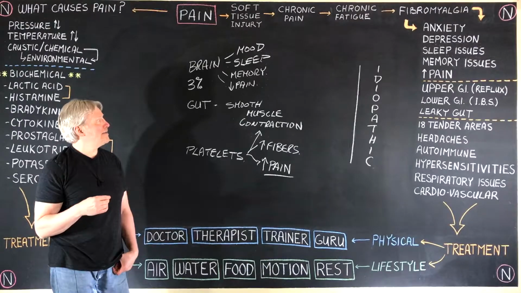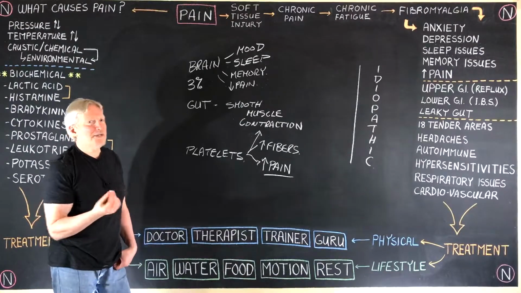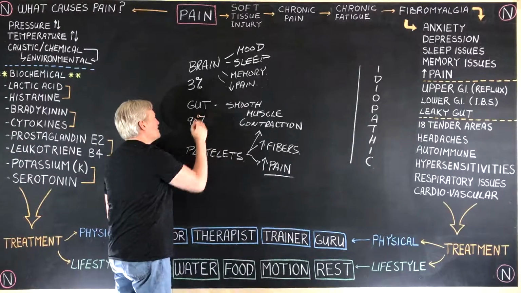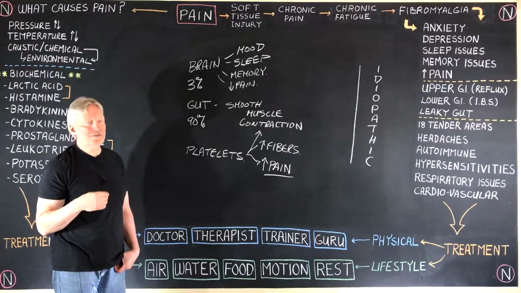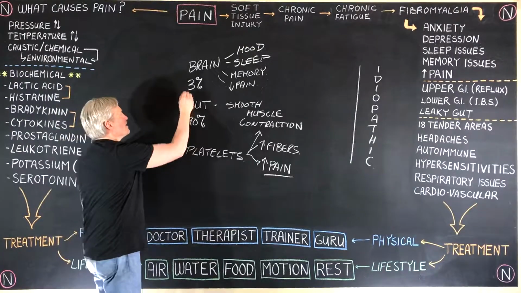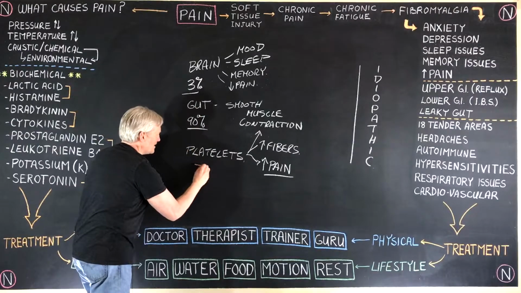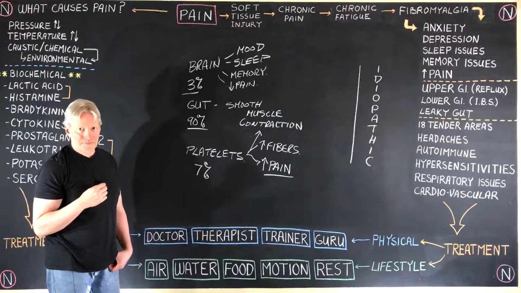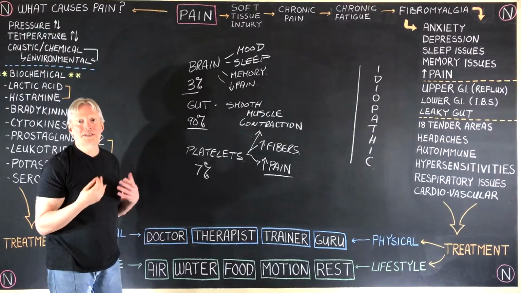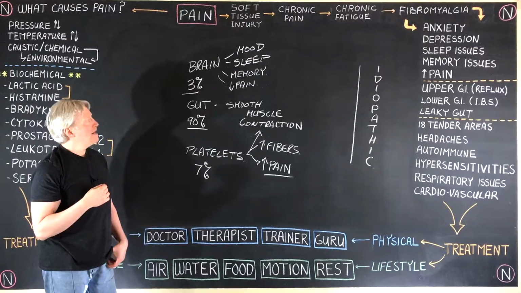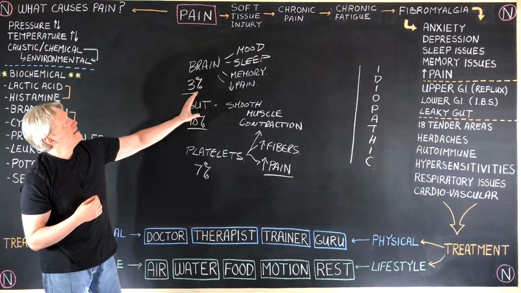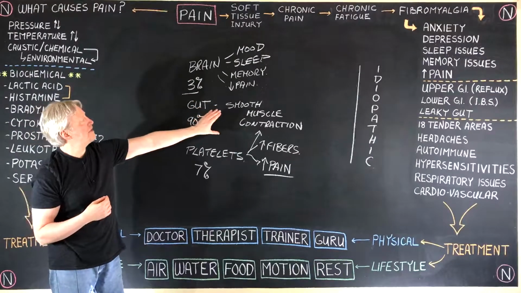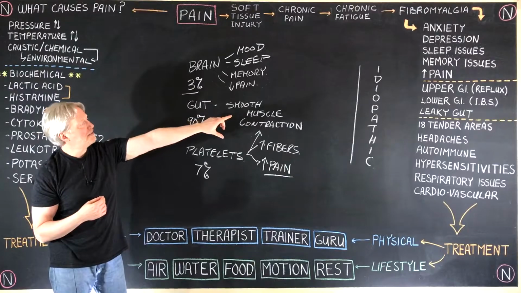And then in the gut, where a lot of people didn't really think it was, we have a big number there. That's about 90%. And 90% is a very strong number in the literature. And if we're going with 3% here and 90% here, that leaves 7%. We'll just leave that at that, 7% in the platelets. So now we can actually look at this and see if it's helping us out anyway. If we look over to this other side, we see mood, sleep, memory, and pain. We have digestive things over there.